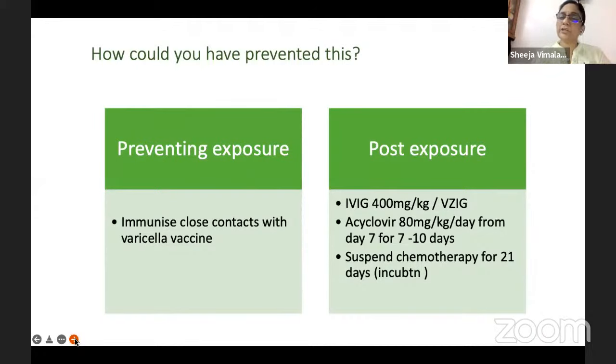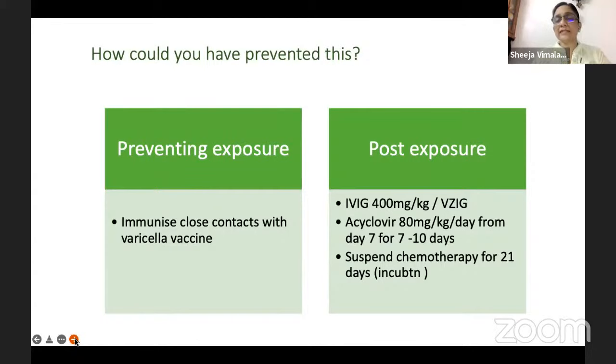What can you do if the patient has already had an exposure to varicella? You can give varicella zoster immunoglobulin, but unfortunately that is not freely available. You can give IVIG, 400 mg per kg. It's not foolproof, but may be given. The other thing that you can do is acyclovir 80 mg per kg per day, which may be offered from day 7 for 7 to 10 days.